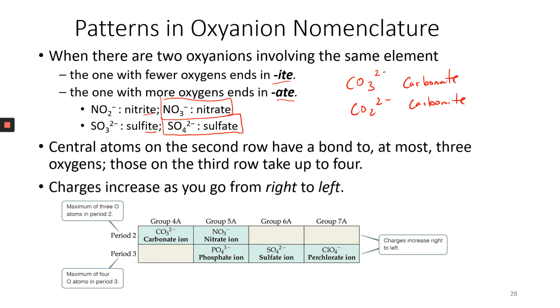Now on the third row, your center atom can have up to 4 oxygens. So your phosphate, sulfate, and perchlorate have 4 on them. And then your charges, this is -1, -2, -3. So if that helps you remember your polyatomics, it's a nice little pattern. Sometimes it's easier to remember patterns than to just memorize.